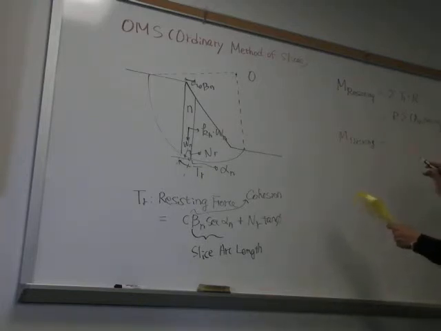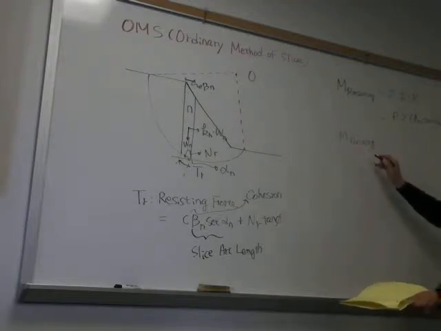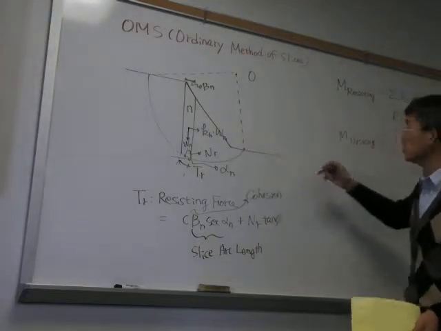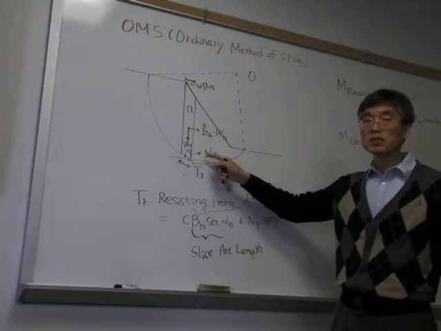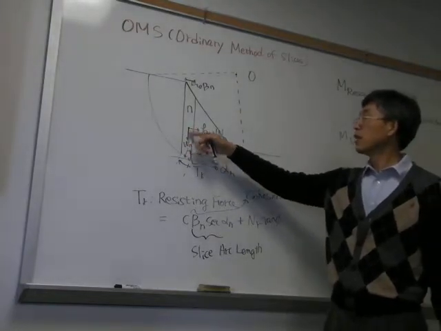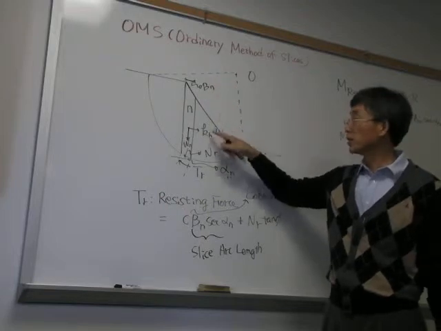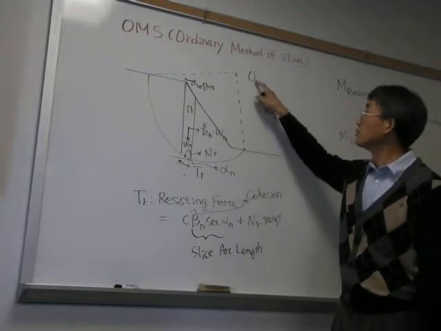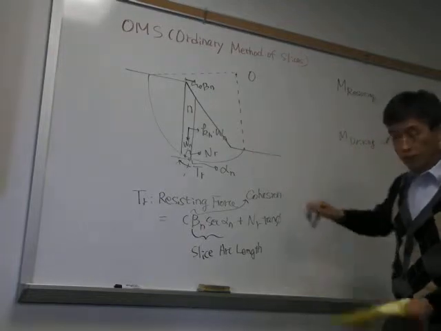Driving moment, let's say driving moment, should be the summation of the driving moments of all those different slices: Wn times this distance plus kh Wn times this distance. That should be the driving moment, right?